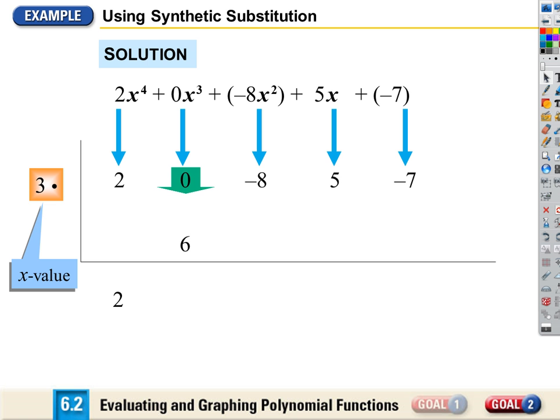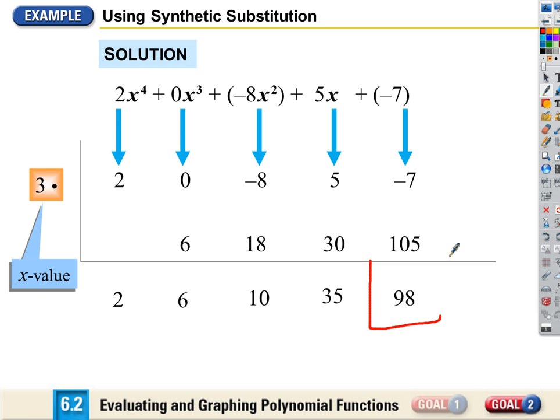Multiply and add, right? 3 times 6 is 18, so 18 goes there. Add, I get 10. New number appears, so I multiply and add. New number appears, so I multiply and add. And then finally, here's my answer. Now, something they don't do on this PowerPoint that they really should: there should be a box around your last result, because that's important. Later on, we'll think of this as the remainder box, but for now, this is the value of the function.